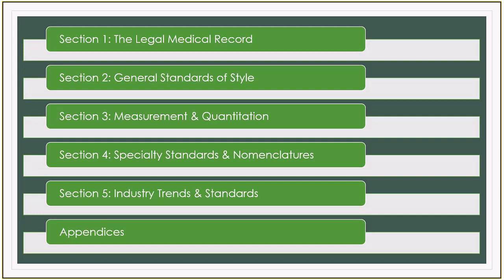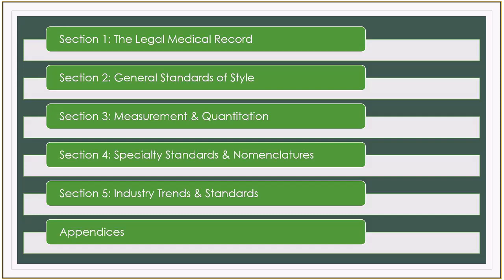Then you've got your measurement and quantitation, section 3. That would be anything to do with numbers, percents, ratios, ranges, units of measure. Section 4 are your specialty chapters, and I'll get into those more later. They will talk about anything to do with, for instance, cardiology or oncology, anything to do with a specialty and formatting or how to write certain things that are related to those specialties.